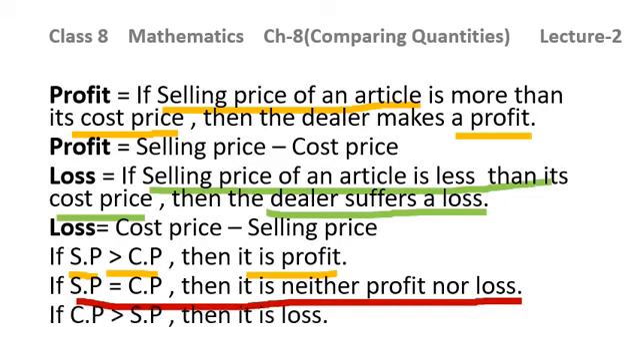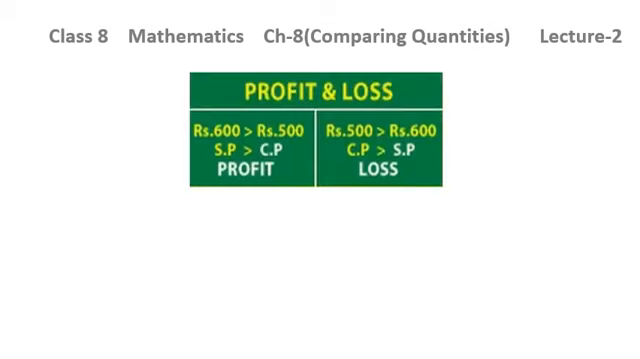Then if CP is greater than SP, that is, cost price is greater than selling price, then it is loss. So if SP is greater than CP, then it is profit. If SP is equal to CP, then it is neither profit nor loss. If CP is greater than SP, then it is loss. Now from this, profit and loss will be clear to you.